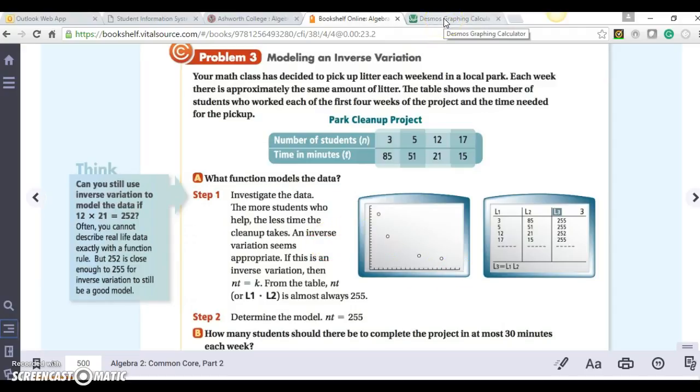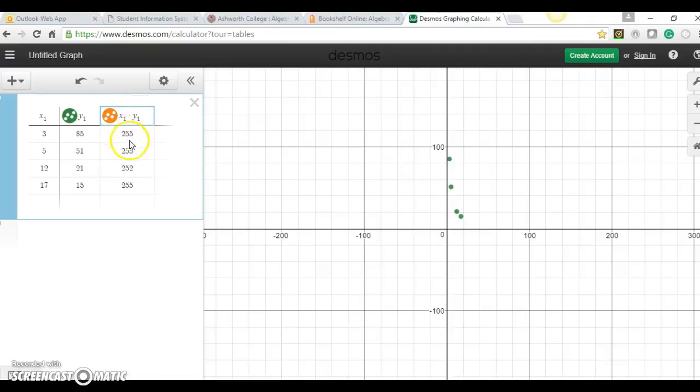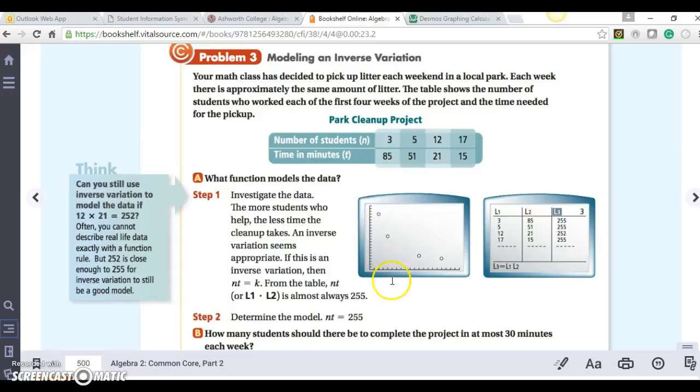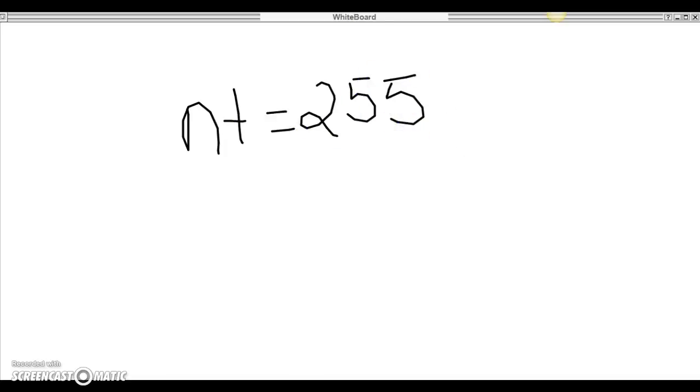have. And when I just put in my calculator x1 times y1, it gave me the multiples of these numbers here. And as you can see, just like they said in the book, most of the time we got 255. So that means that it probably is an inverse variation. So the model would probably be NT equals 255.